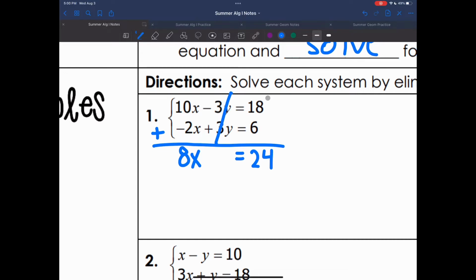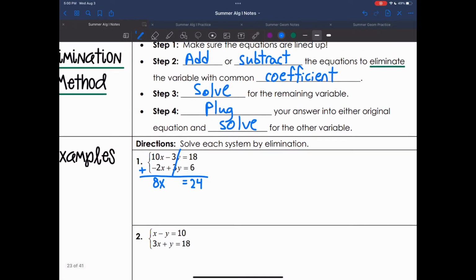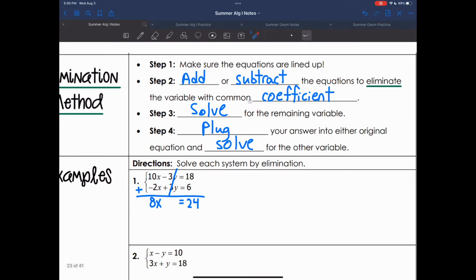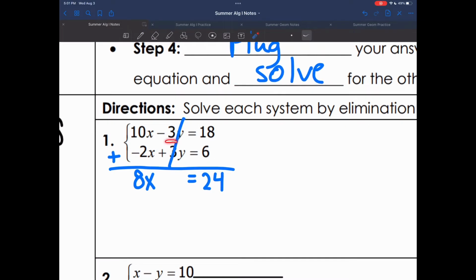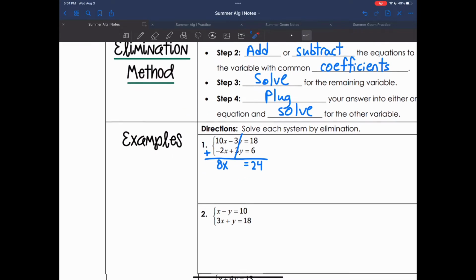All right, so let's actually, because I want to make sense of this 4-step process so you guys can go back and use it. We did step number 2. We added or subtracted the equations to eliminate the variable with common coefficients. I guess I should put an S on that. Coefficients. Oh, there we go. That just means the ones, if you'll notice, the ones that got eliminated, they both had a 3 right here and here, and that's how it's usually going to happen.